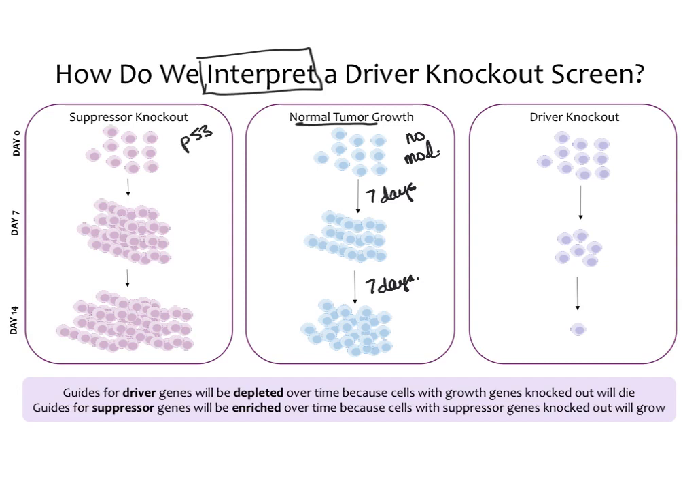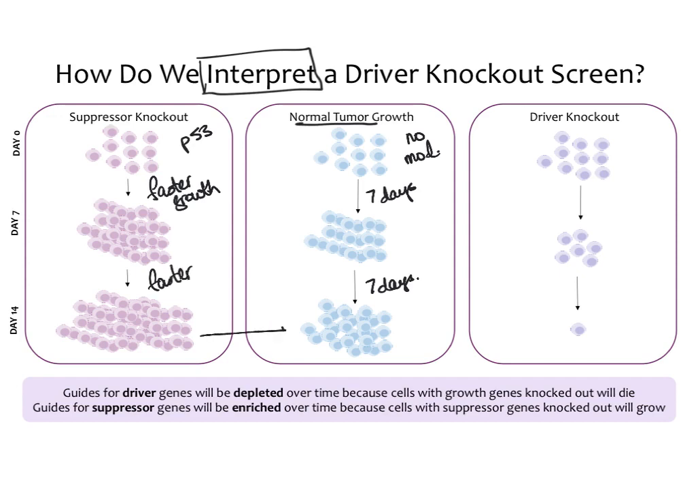Now let's say that I took those cells and I knocked out a tumor suppressor. So let's say I knocked out P53, okay? So there's no more brake. There's no more brake on the growth. So now these cells are gonna grow even faster, right? Faster growth. And even here, even faster growth.